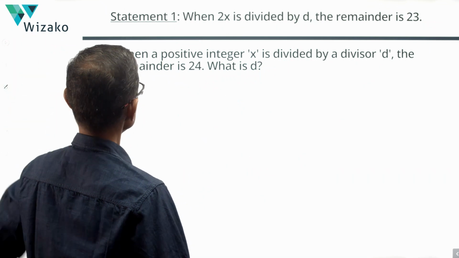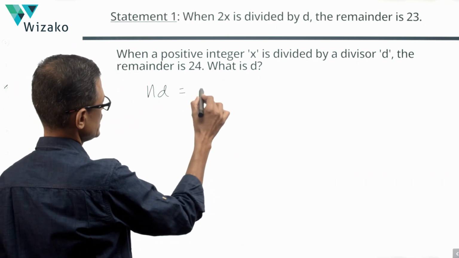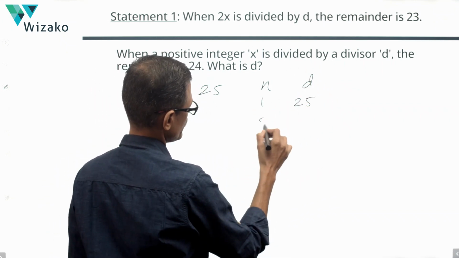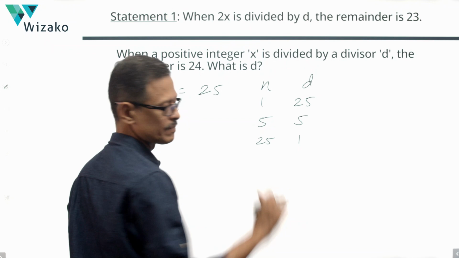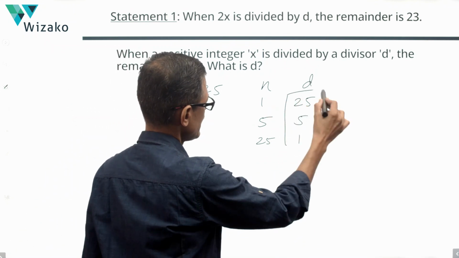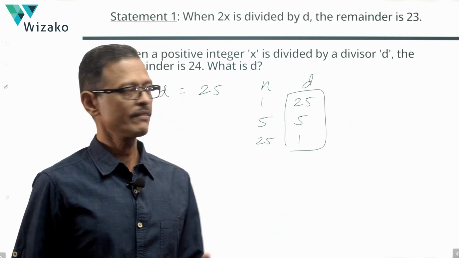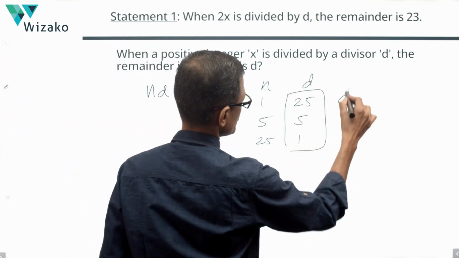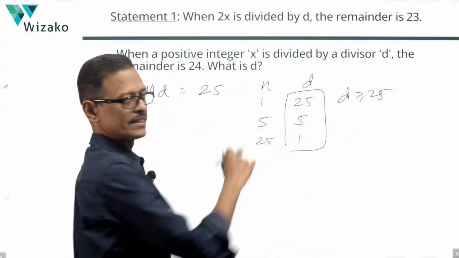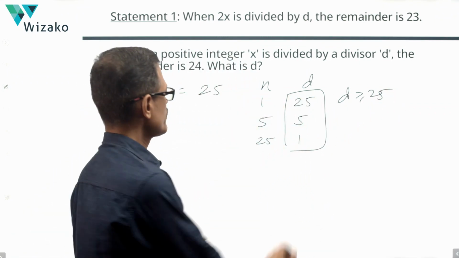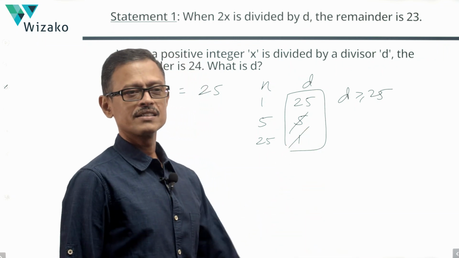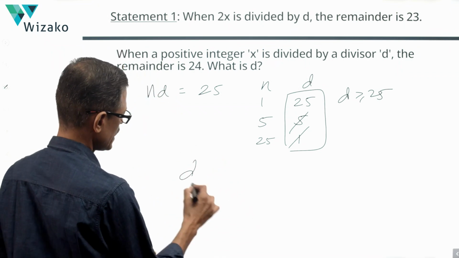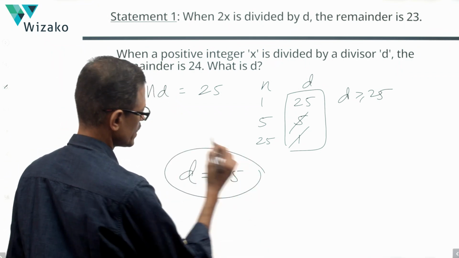Let's quickly check out what all possible values are there. ND, if it is equal to 25, values that N and D can take would be 1, 25, 5, 5, 25, 1. So the values that you get for the divisor are basically 1, 5 and 25. Now juxtapose this information. The divisor should be greater than or equal to 25, and these are the three possible values you got for the divisor. Obviously that rules out 5 and 1 as possible answers. That leaves us with only 25 as the answer. So what's the value of the divisor? We have been able to find a unique value, and that is equal to 25.